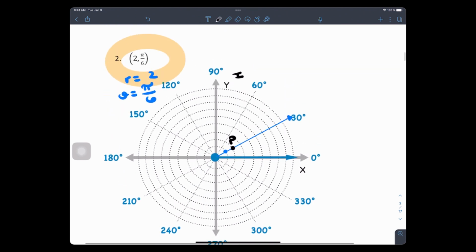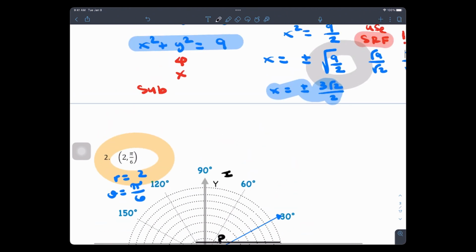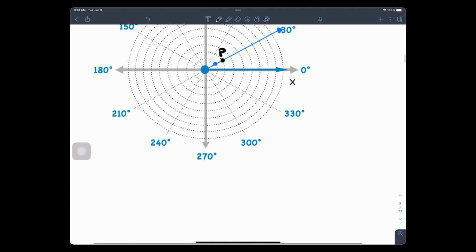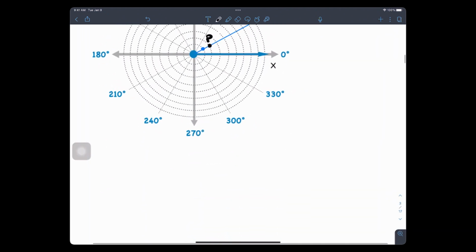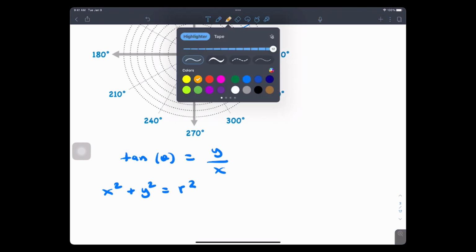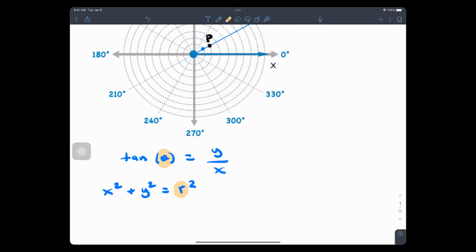Okay, so they say, what do we got to do? We got to convert to rectangular again. And in order to do that, you're going to use your conversion formulas, meaning tangent theta is y over x, x squared plus y squared equals what? R squared. Okay, where the theta comes from the polar representation and the r comes from the polar representation.